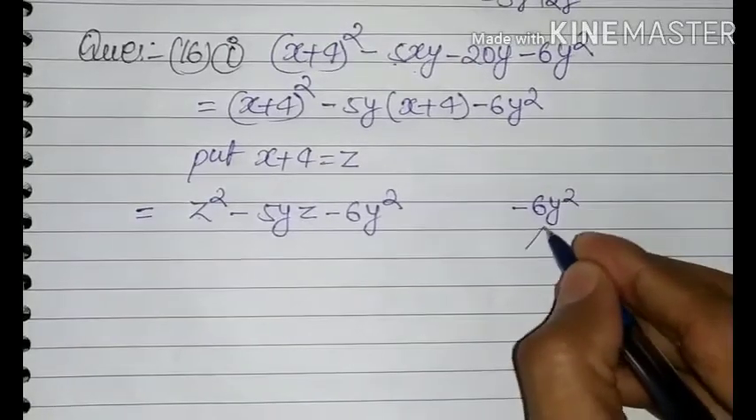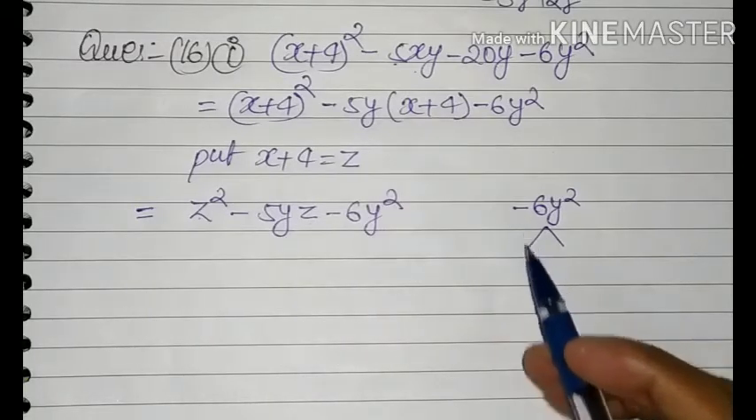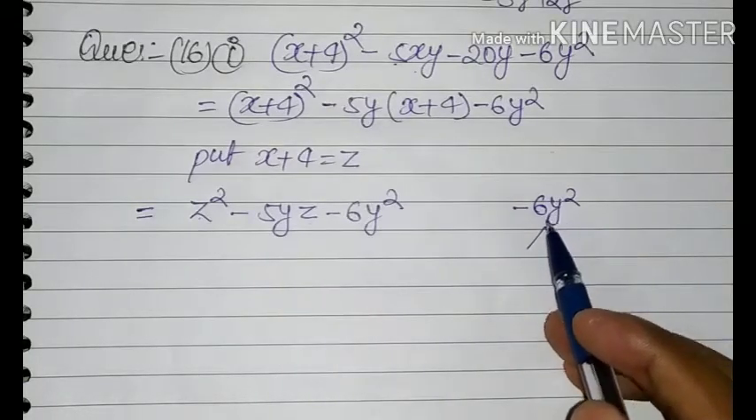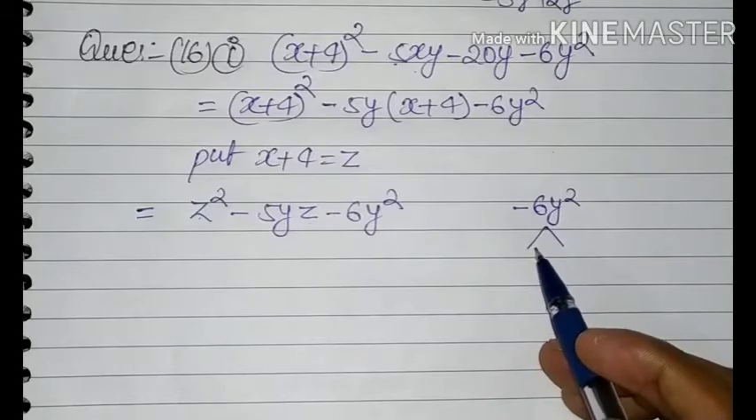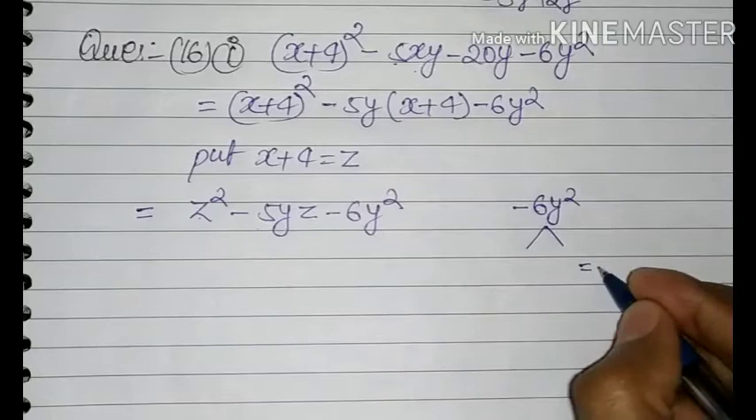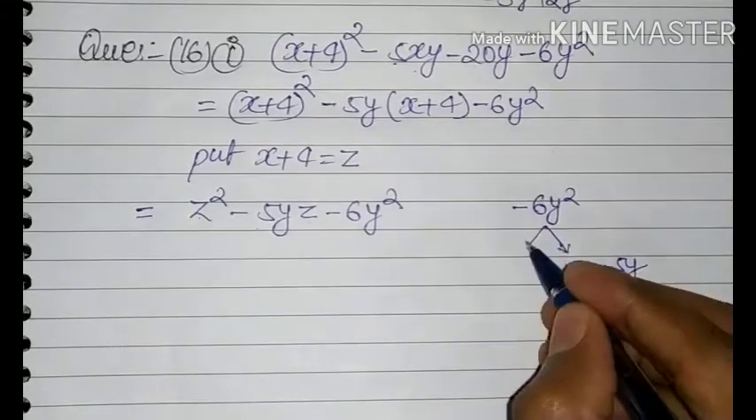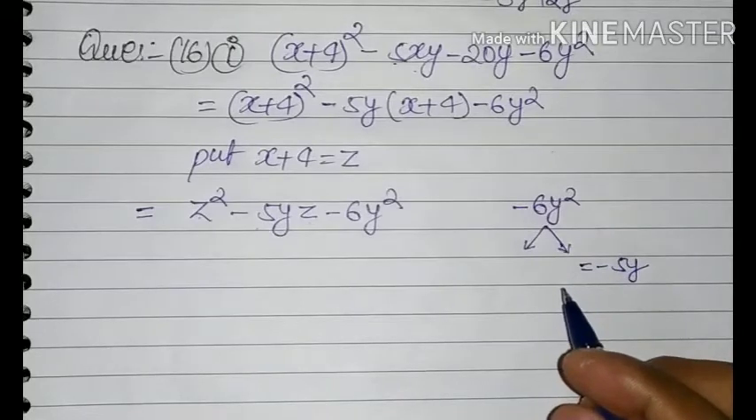I am going to split minus 6y square into real numbers such that their product is minus 6y square, and their algebraic sum should become minus 5y. Then just think about the numbers.